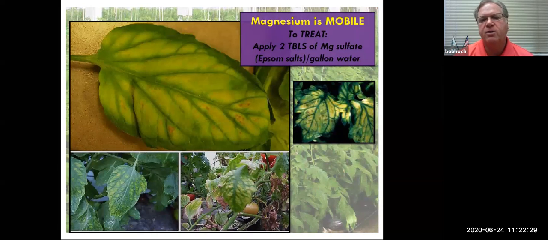Both magnesium and nitrogen would be on the lower leaves, as well as potassium and phosphorus for that matter. But in this case, the thing that makes magnesium deficiency stand out more than others is this interveinal aspect of it. So hopefully that picture up in the upper left really shows what's going on there. You would typically find this on the lower leaves, not on the new growth.